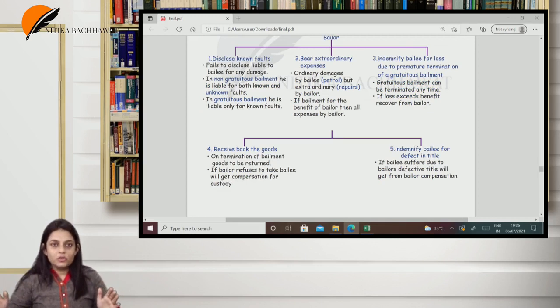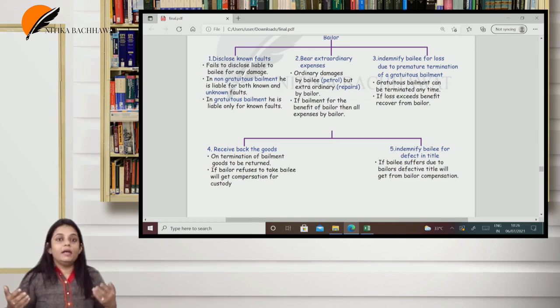So the next duty is to bear extraordinary expenses. What is ordinary? What is extraordinary? Let us say when I give my puppy to you, the ordinary expense is the food of the puppy, whereas the extraordinary expenses, let's say if the puppy falls ill, so you have to take him to the vet or the hospital, whatever you spend, that's extraordinary expenses.